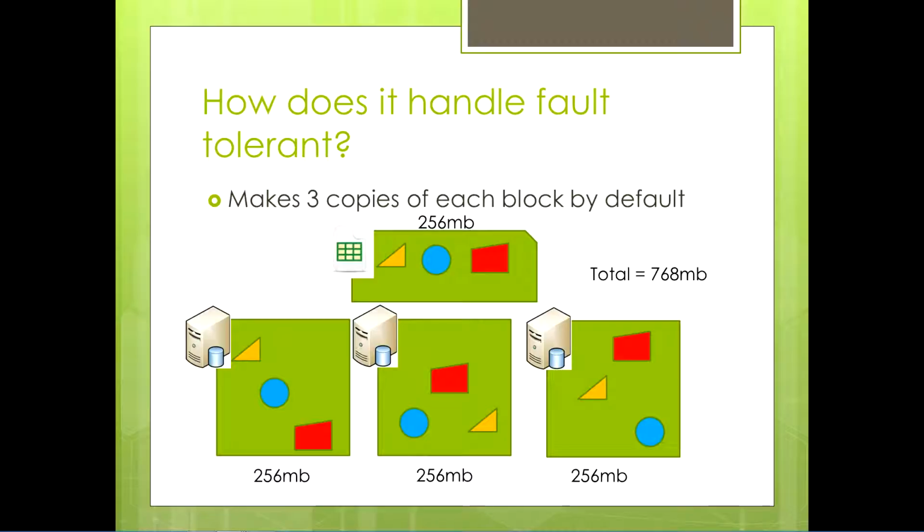But another thing to keep in mind is that the size of the data is tripled. Because it's copying 3 times of each file block, it triples the file size. So the current size of computer 1 is 256 meg, second computer 256 meg, third computer 256 meg. So the total is 768 meg. So that is how it works to store a large file with fault tolerance.